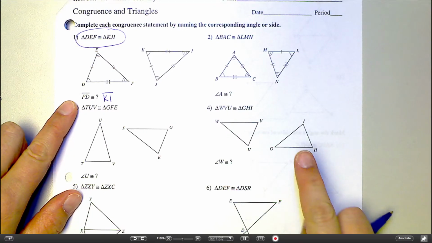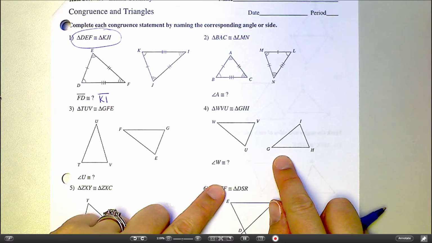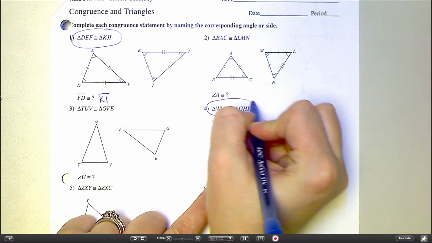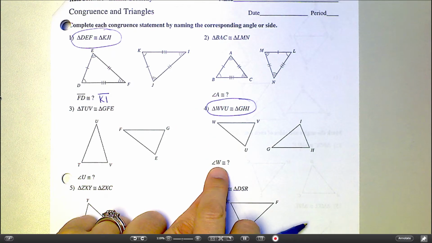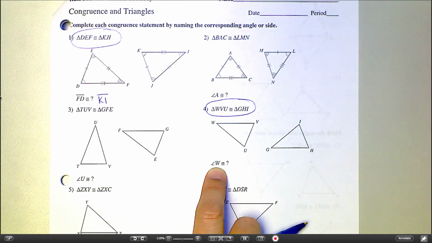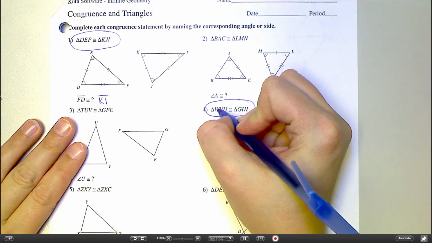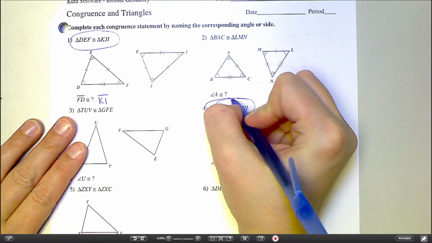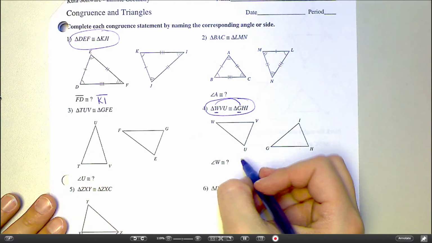Now what about something like number 4? Number 4 doesn't have any markings, but it does tell you this. So what angle would be congruent to angle W? G, because it has that angle. It is G, but why? Because it's the same point. Okay, it's in the same position. So see how W is first here and G is first here? That means those two angles have to correspond. I wasn't even looking at that. I was looking at the previous.